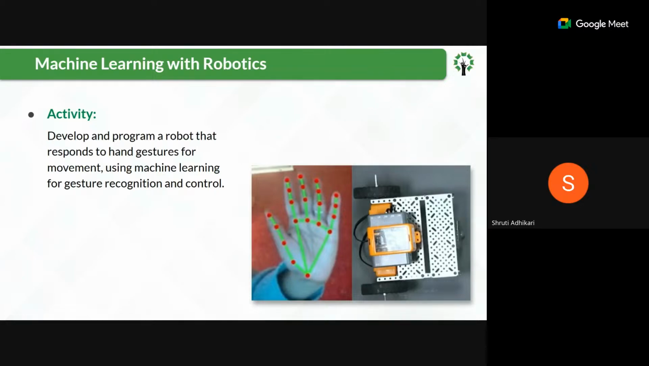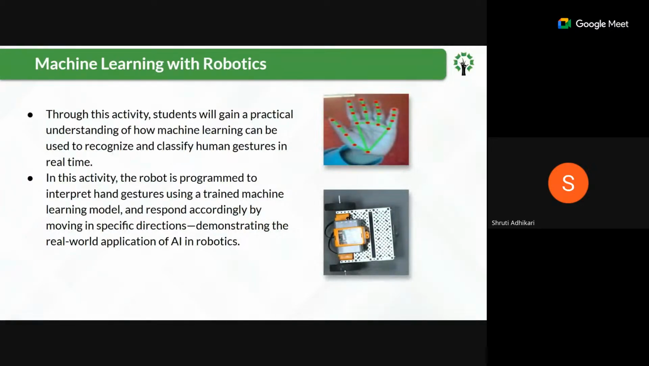So whenever it recognizes the palm, we can ask the model to change its position or its direction accordingly. We can ask it to move forward. We can ask it to turn left, right, and so on. So it's a very simple activity, and the best activity to understand AI. This is also one of the activities in our robotics curriculum, which Next Education is offering.